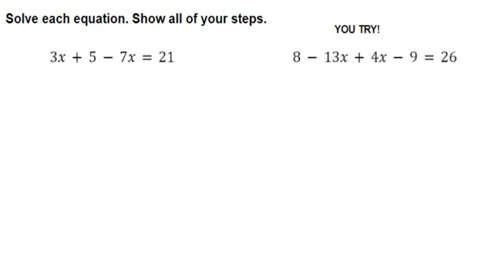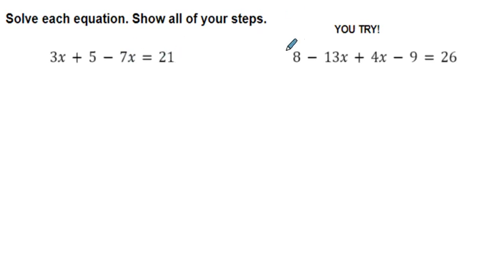Okay, we are going to now look at examples that involve collecting like terms before we have to start moving things around and solving, right? So if we look at our first example here, we've got 3x plus 5 minus 7x equals 21.